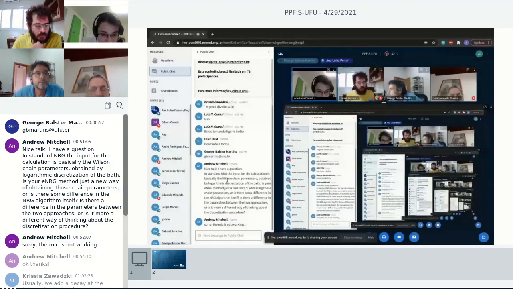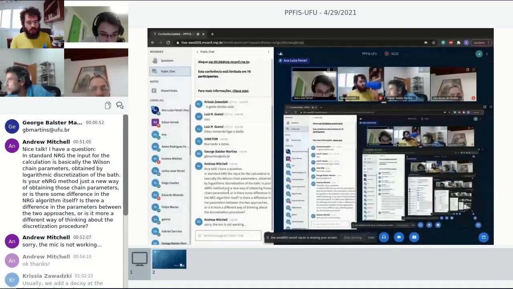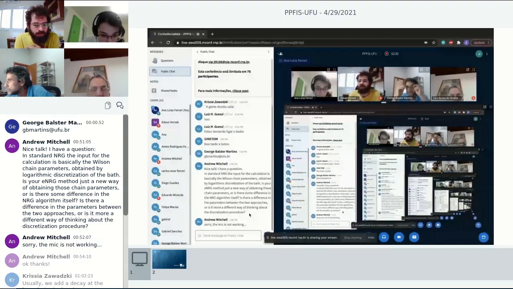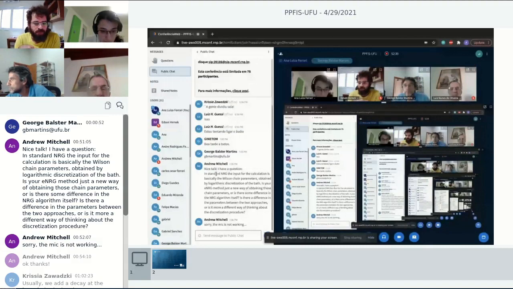In standard NRG, the input for the calculation is basically the Wilson chain parameters obtained by logarithmic discretization of the bath. Is your ENRG method just a new way of obtaining those chain parameters? Or is there some difference in the NRG algorithm itself? Is there a difference in the parameters between the two approaches, or is it more a different way of thinking about the discretization procedure?